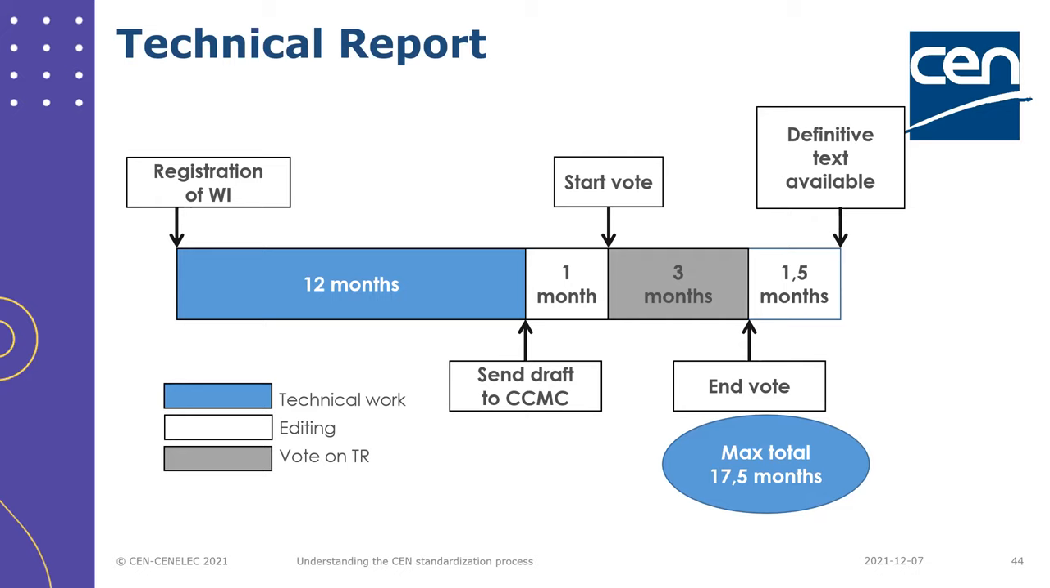Then the vote is 3 months. Again, similarly to the TS, there is only one vote, not inquiry and formal vote. And then at the end, there is 1 month and a half for the editing. And this deliverable is made available in theory even faster than a TS, because the maximum total time to its development is 17 and a half months.